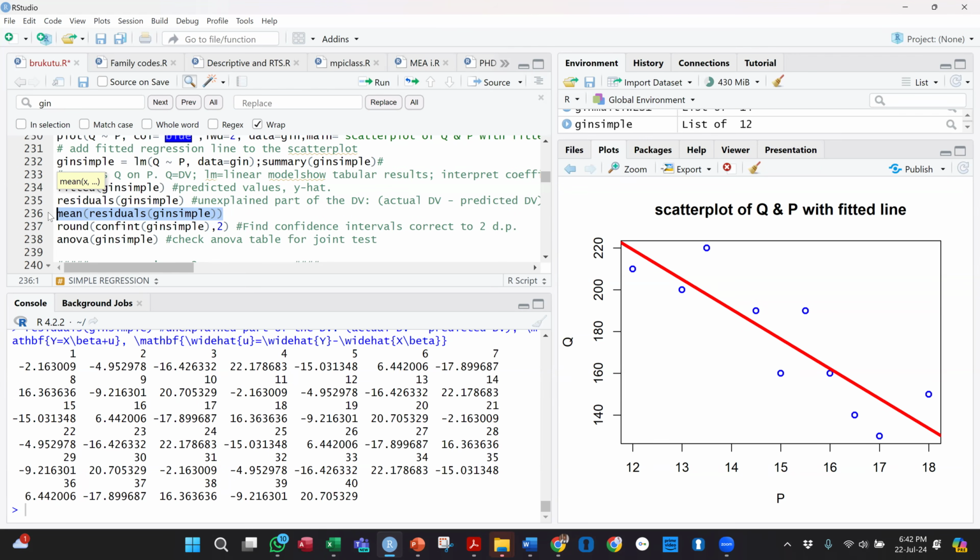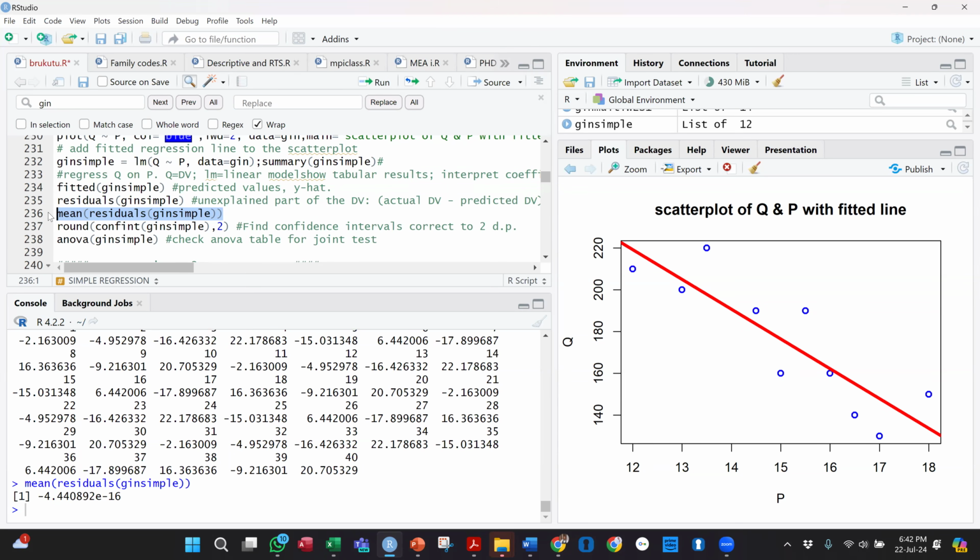Let's run this command to see whether the mean of all the errors is 0. I just did that. Look down there. The value clearly shows that there are 16 zeros before the 4. So it means that the error on average is 0.